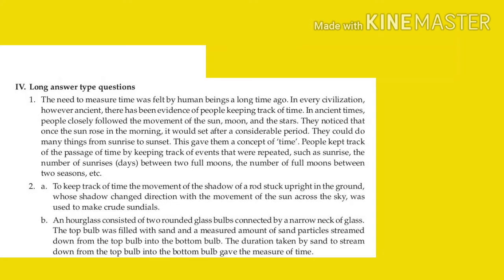Now next is hourglass. An hourglass consists of two rounded glass bulbs that are connected by a narrow neck of glass. Narrow मतलब पतला, narrow जैसा neck में दोनों bulb जो है वो round shape में रहता है. तो top bulb was filled with sand and measured the amount of sand particles streamed down from top bulb to the bottom. Duration taken by the sand to stream down from top bulb to the bottom bulb gave the measure of time. तो टॉप बल्ब से जब सारा सैंड निकल के बॉटम बल्ब में आ जाता है इसका मतलब एक मेजरमेंट मिल गया हमको टाइम का. तो ऐसे लोग डिसाइड करते थे.